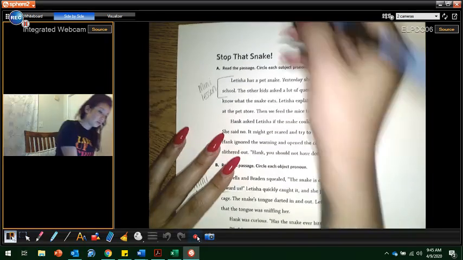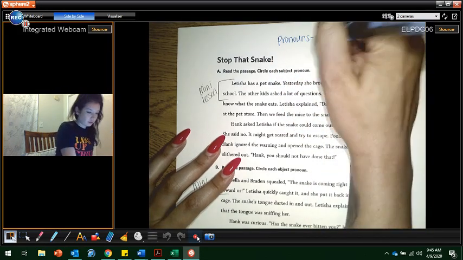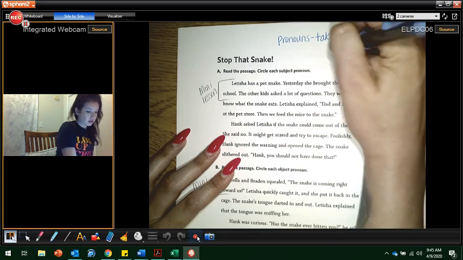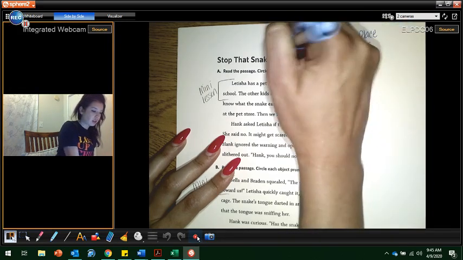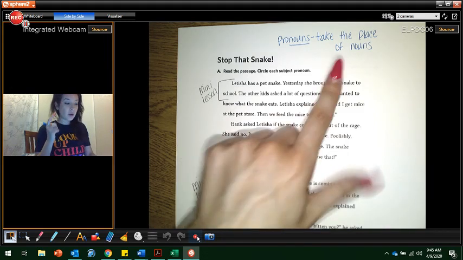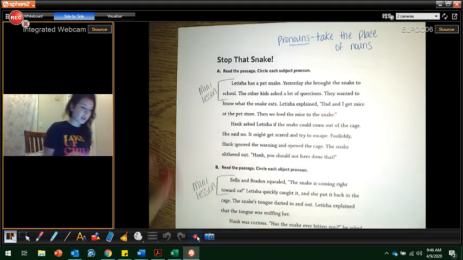But what pronouns do, they take the place of nouns, which is why you see that word noun in there. So if they take the place of nouns, can they still be a person, a place, or a thing? Think about it. Think about what's happening. If it's taking the place of a noun, and a noun is a person, place, or thing, can a pronoun also be a person, a place, or a thing? Yes, it can represent that.